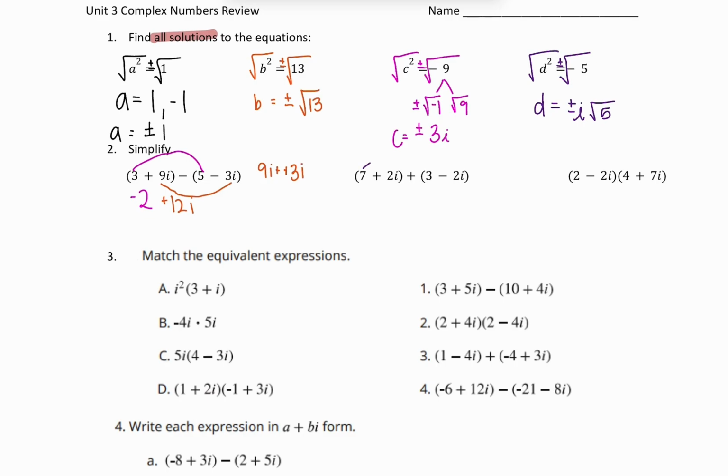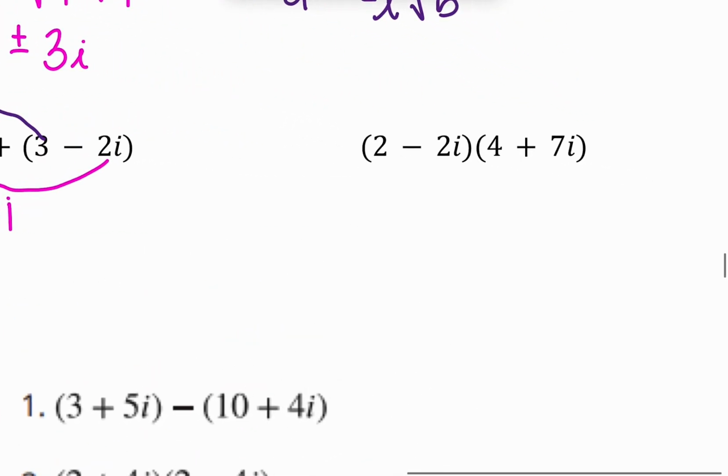On the next one, you're adding them. So 7 plus 3, that'll be 10. And then you'll have 2i plus -2i, which will be 0i. So this final answer is just 10, the real number 10. And then when you are multiplying them, I'm going to show this in kind of 2 ways just because the visualization is good to see.